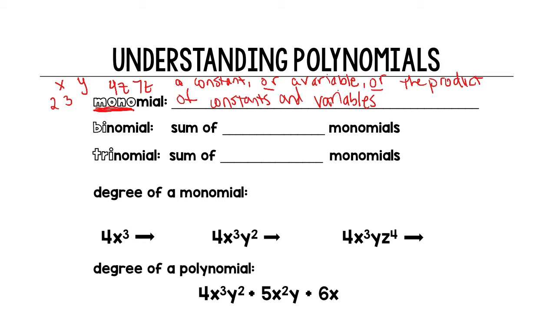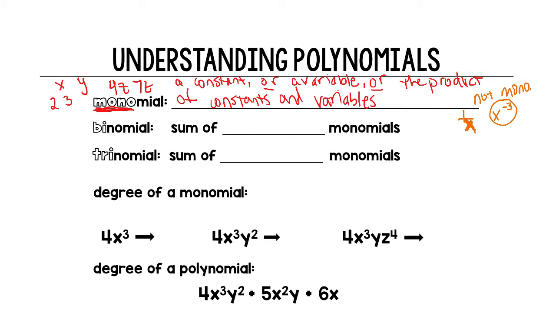The things that make not a monomial are when there's any X or Y in the denominator, or the exponent is a negative number. So anytime that there's a variable in the denominator or a negative exponent, this is not a monomial.